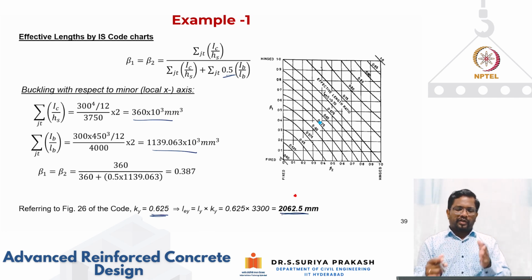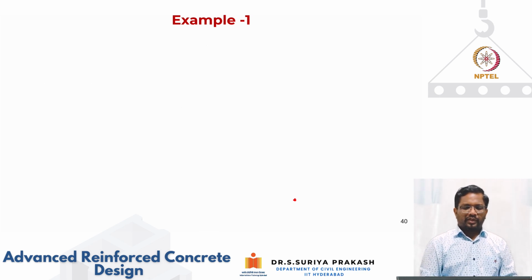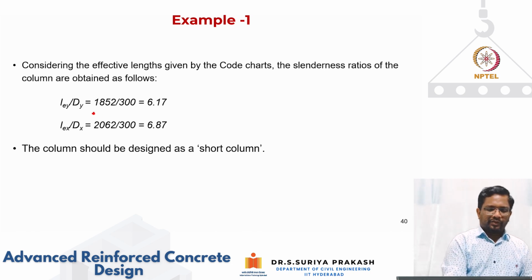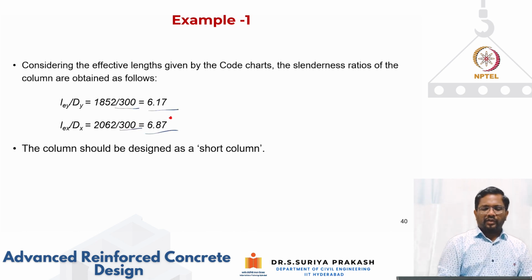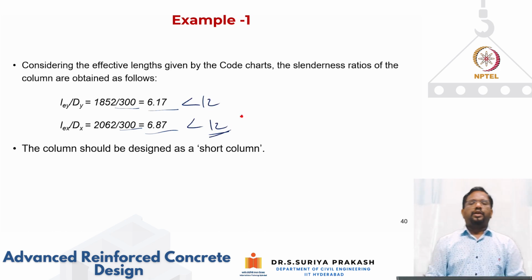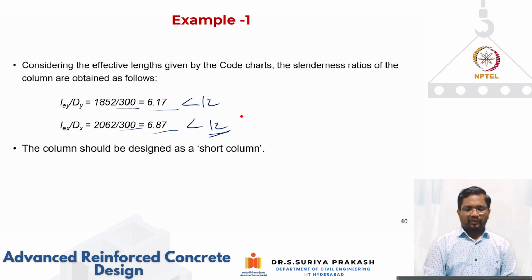So for the same column, in X and Y direction, you can have different effective lengths. But in this case, because it is part of the braced frame, the effective lengths are not increasing. But if it is an unbraced frame, the effective length is going to be very high. So if you substitute LE by dy, and in this case it's a square column, so dx and dy are the same, you get values of 6 and 6.87, and again both of them are less than 12. So as per code, when it is less than 12, it has to be designed as a short column. This column is a very short column. You don't have any slenderness.